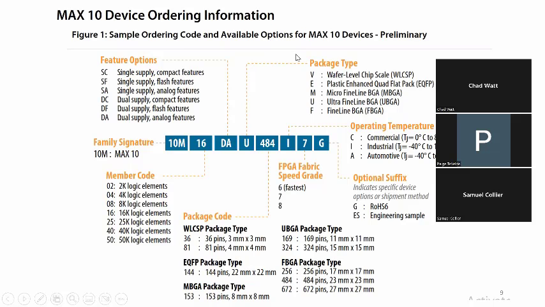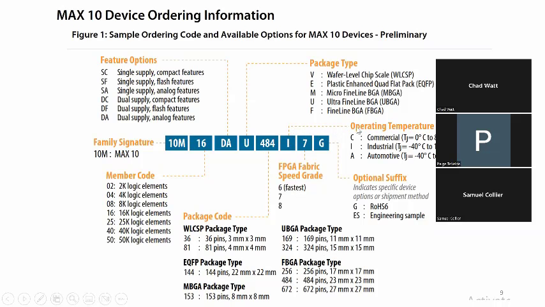Package, it is ultra fine line BGA. This is the package type. 484, this one, the package code. The package code 484, here it tells me this is FPGA and it is 484 pins, and the dimension of this FPGA is 23 by 23.